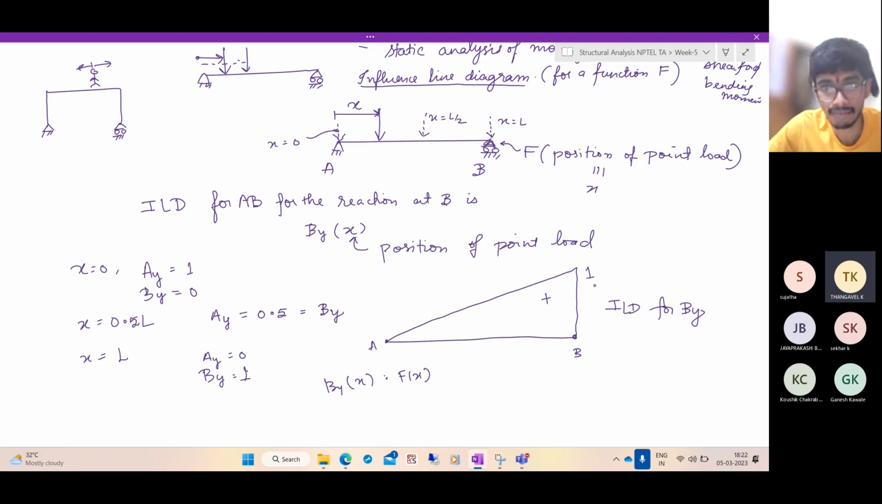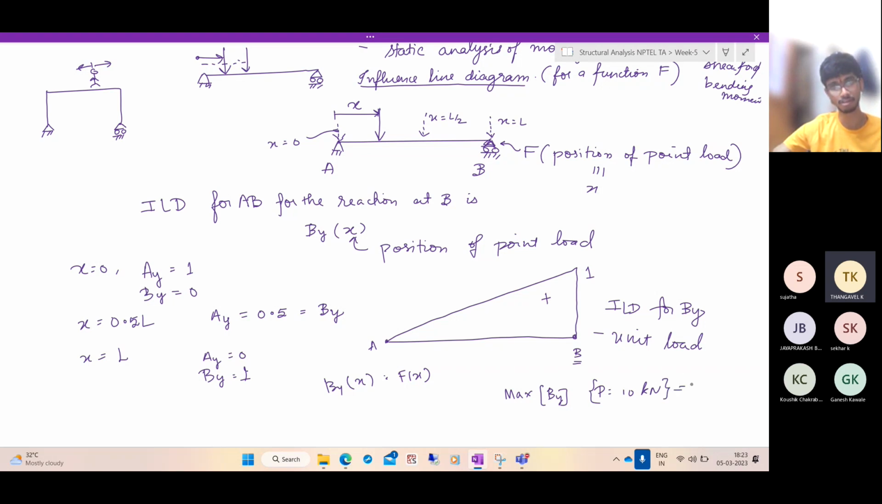If you sketch the influence line diagram, just by looking at it, you can find out where the maximum force will occur. The influence line diagram is always drawn for a unit load. Now suppose instead of 1 kilonewton, I'm applying 10 kilonewtons. What will be the maximum support reaction? Maximum By, if I apply a load of 10 kilonewtons on the beam, is 10 kilonewtons. That's it.